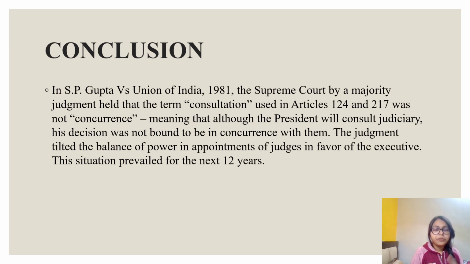So we have discussed the facts, issues, judgments, and what both of the parties contended in front of the Supreme Court. The conclusion of the case is that in S.P. Gupta versus Union of India 1981, the Supreme Court by a majority judgment held that the term consultation used in Article 124 and 217 was not concurrence, meaning that although the President will consult the judiciary, his decision was not bound to be in concurrence with them. The judgment tilted the balance of power in appointments of judges in favor of the executive. This situation prevailed for the next 12 years.